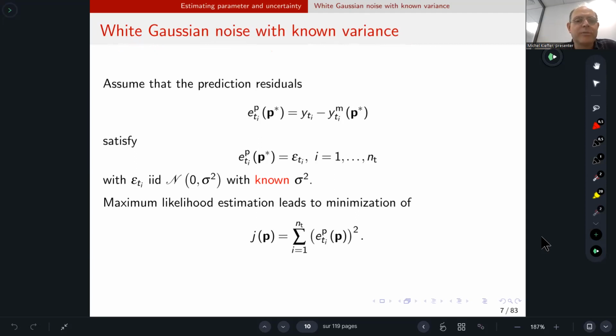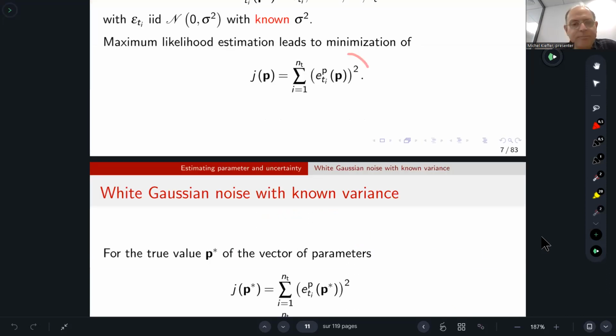So we assume that the prediction residual, the difference between the model output and the measurement, satisfies, for the true value of the parameter, y star, that I have only the noise. And I assume that this noise is IID and Gaussian distributed with zero mean and variance sigma square, with known sigma square. Okay. Then in that situation, the maximum likelihood estimation leads to the minimization of this. I have simply to minimize the squared residuals.